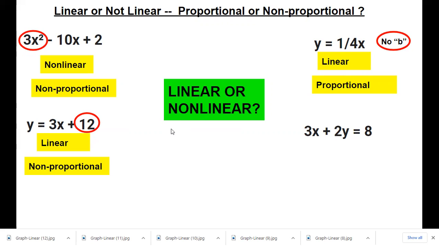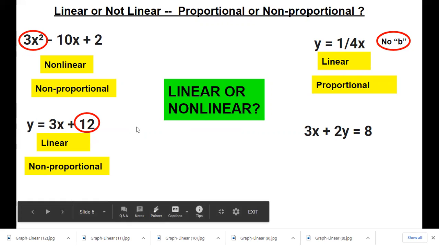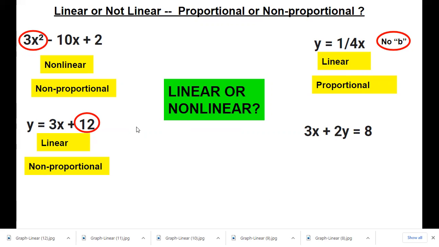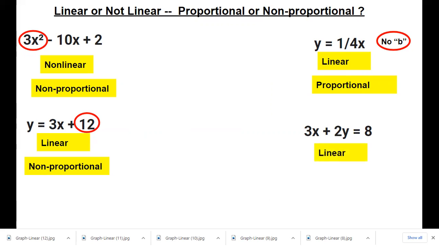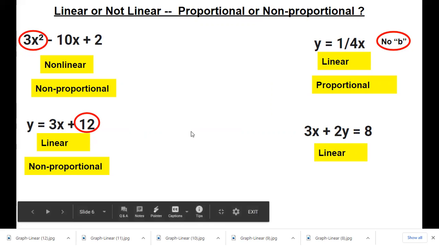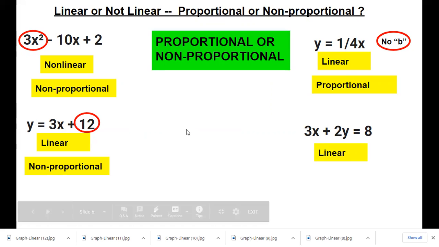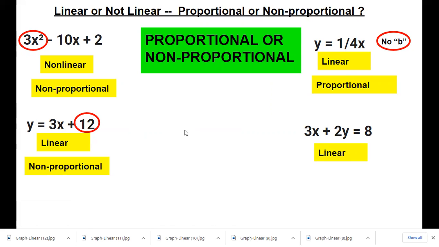Well, this is one of these equations that is not in slope-intercept format, but it is in standard form. But it doesn't have an x squared, right? It's got a y, it's got an x, and it's got some numbers. It is considered linear. It could be rewritten into the other format if need be. Is it proportional or non-proportional? This one's a little harder to tell.